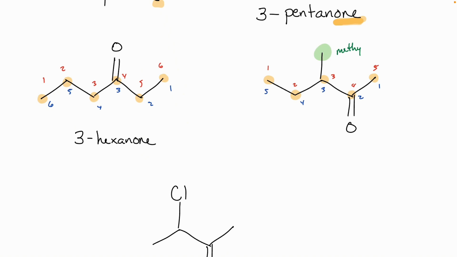Okay. So when I put my name together, we've seen this before, we're going to prioritize that functional group. In this case, the methyl would be on 3 no matter what, but it is important that we prioritize that ketone functional group. So this would be 3-methyl-2-pentanone.